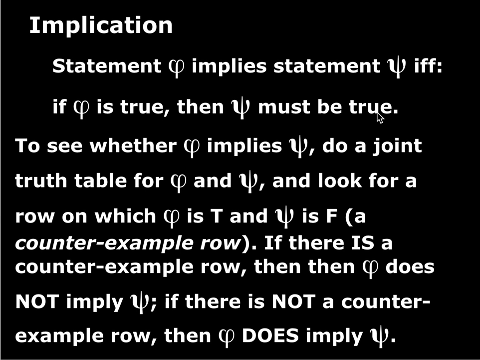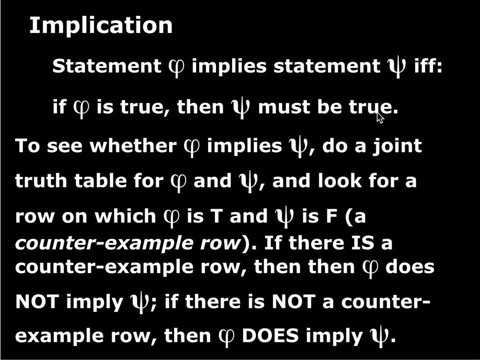And here's how you test for that. This is going to sound complicated, this test, kind of writing this out, but when you see a few examples, you'll see that it's actually pretty straightforward to do. To see whether phi implies psi, you do a joint truth table for both of the statements, just like for equivalence and consistency. And you look for a row where phi is true and psi is false for that particular pattern. Okay, and we're going to call that a counterexample row.